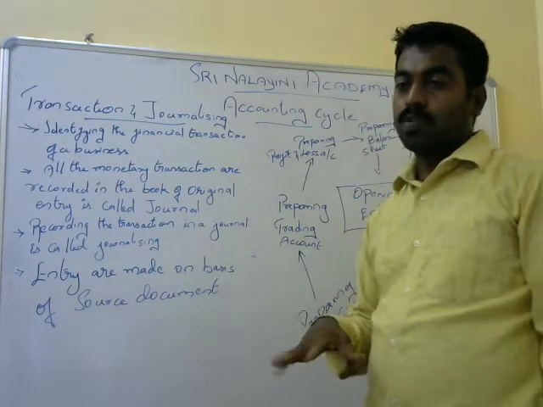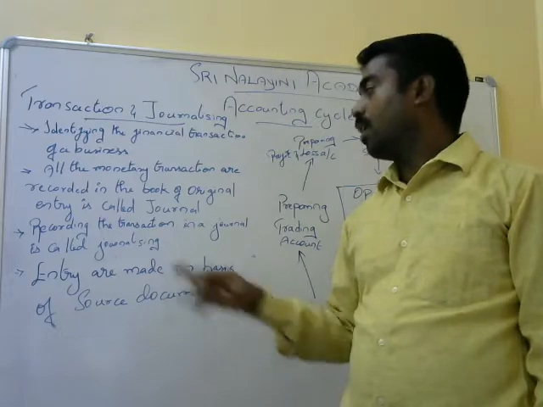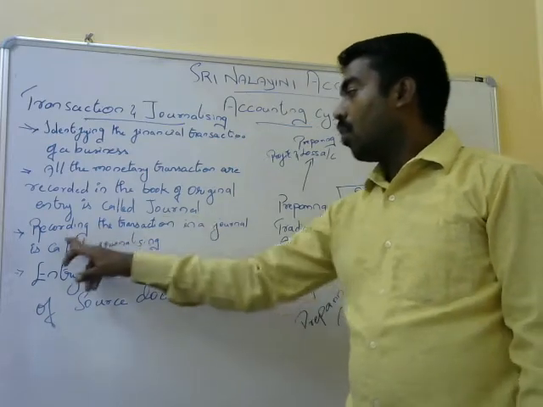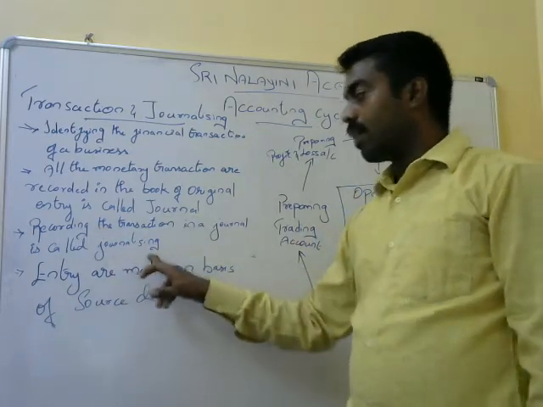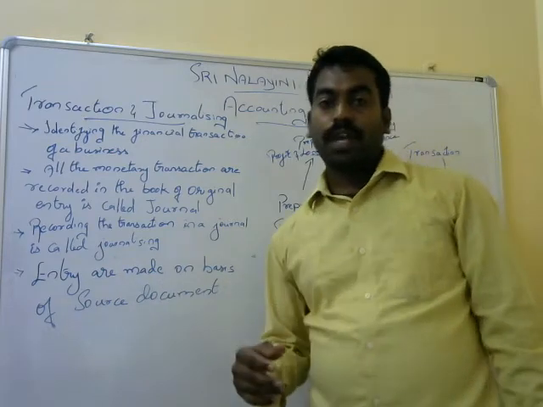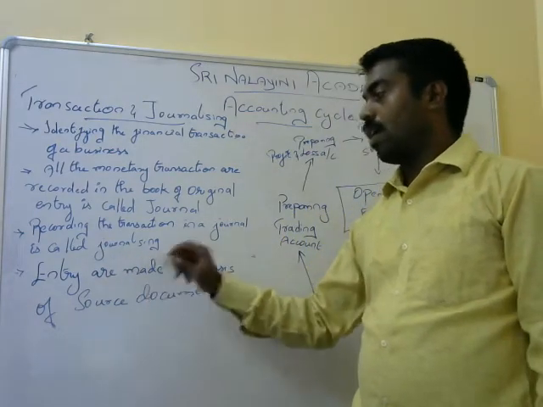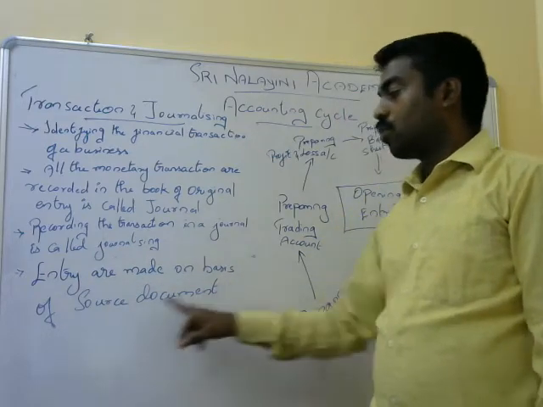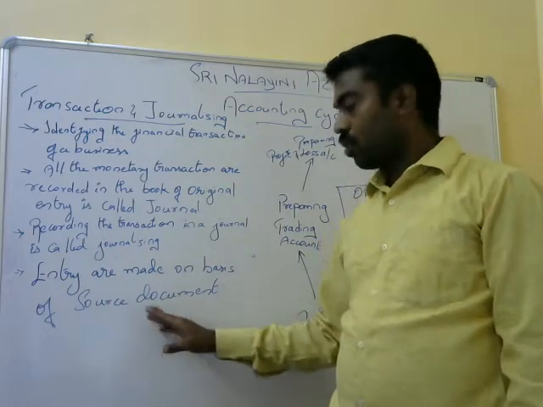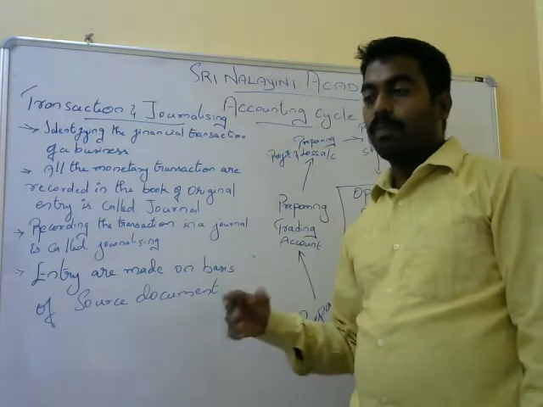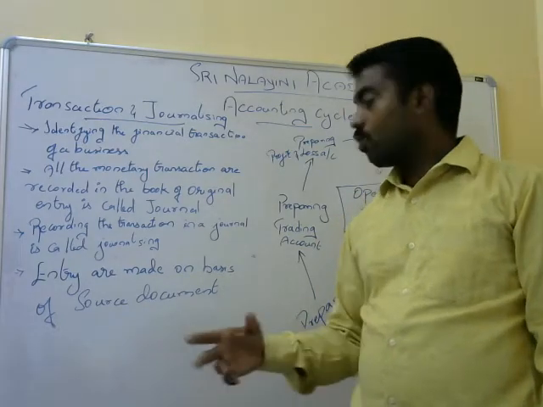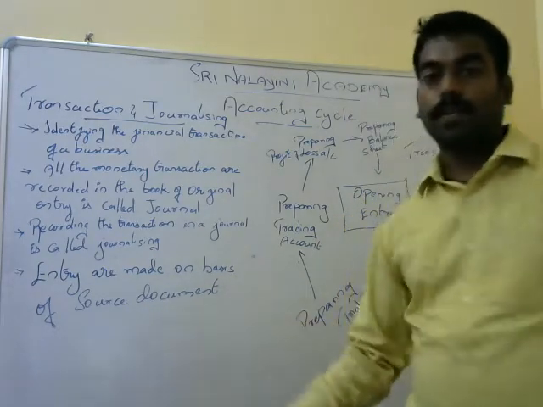When you purchase goods, where is it recorded? In the journal. Recording the transaction in a journal is called journalizing. When you purchase goods, what's the entry? Purchase account to cash account. That's the journal entry, which we call journalizing. Entries are made on the basis of a source document. What is a source document? Source documents are invoices. When we buy goods, they give us an invoice, and that's called the source document.